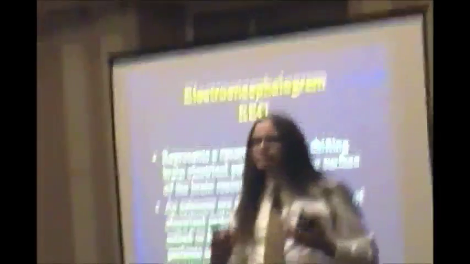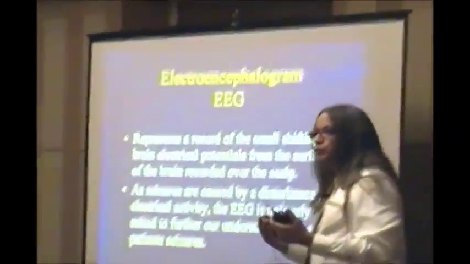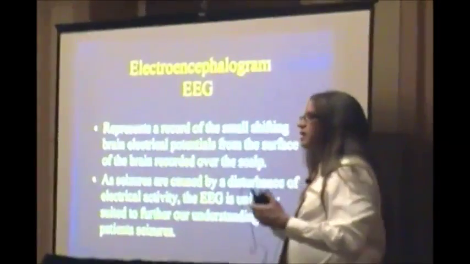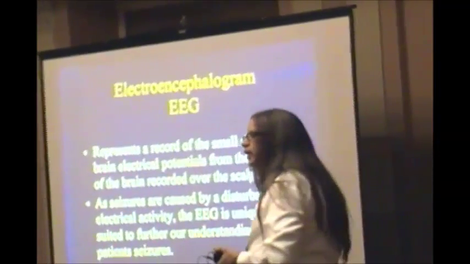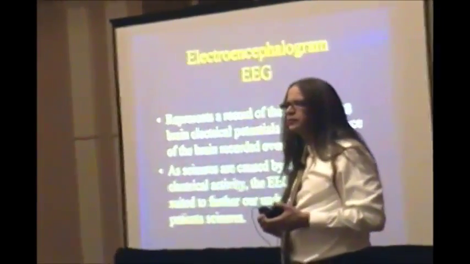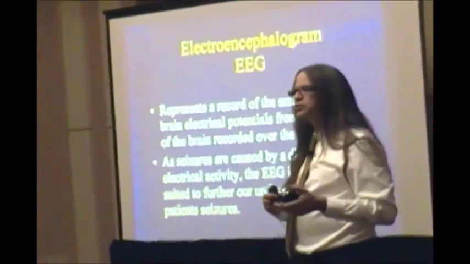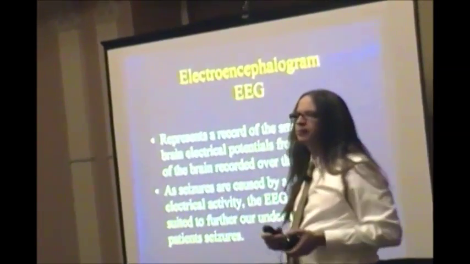A person may have some alteration of consciousness. They may lose consciousness completely. They may have what are termed clonic movements. These are the rhythmic shaking movements that occur. And to the eye, it's very difficult to distinguish between epileptic seizures and episodes that are non-epileptic.